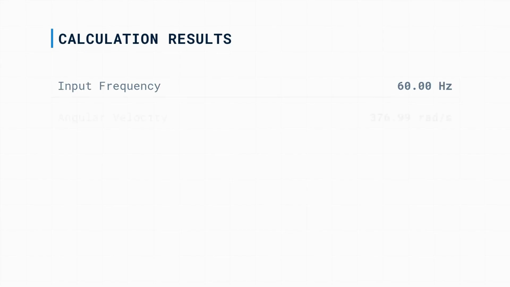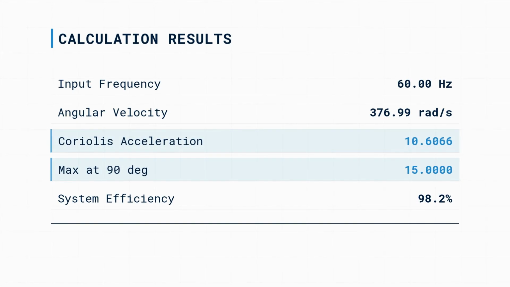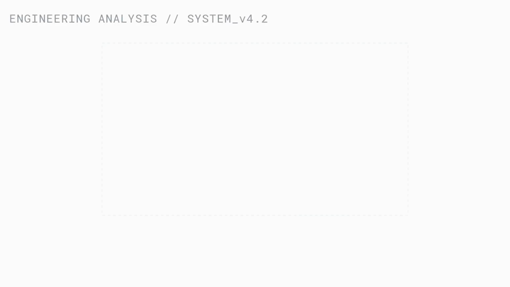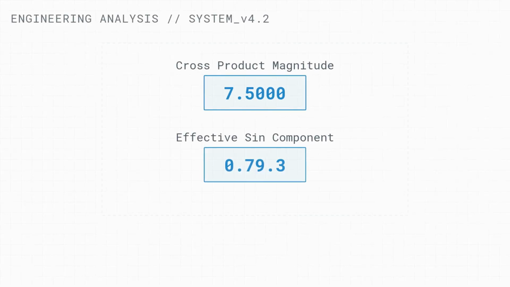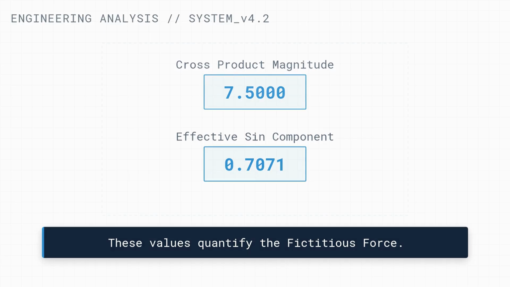After clicking Calculate, the results show Coriolis acceleration equals 10.6066 meters per second squared. Maximum at 90-degree angle equals 15.0000 meters per second squared. Cross product magnitude equals 7.500 meters per second squared, and effective sine component equals 0.7071. These values quantify the fictitious force experienced by objects moving in rotating systems.